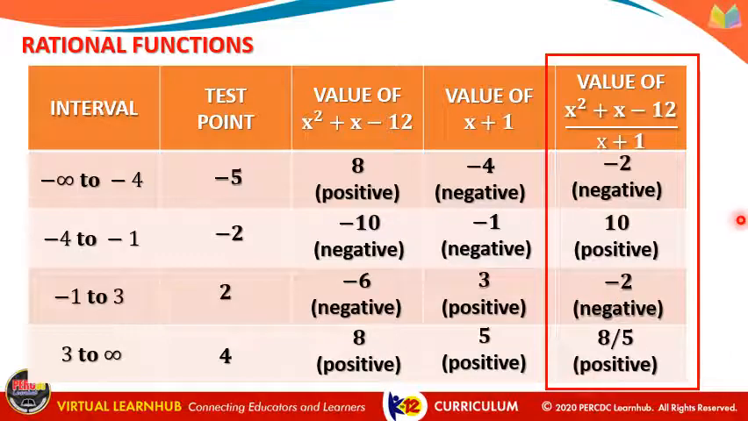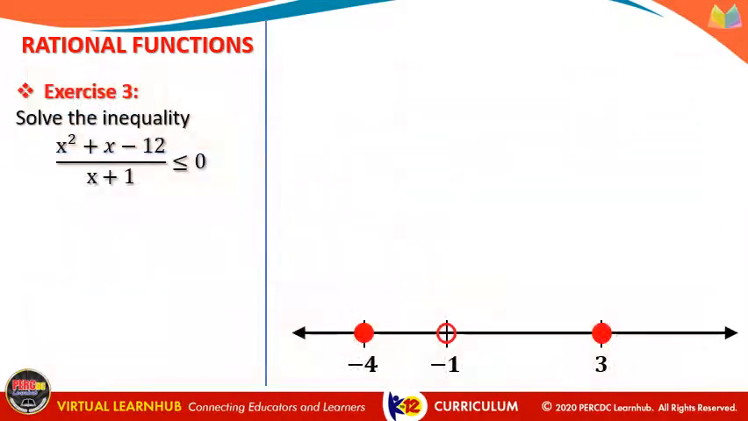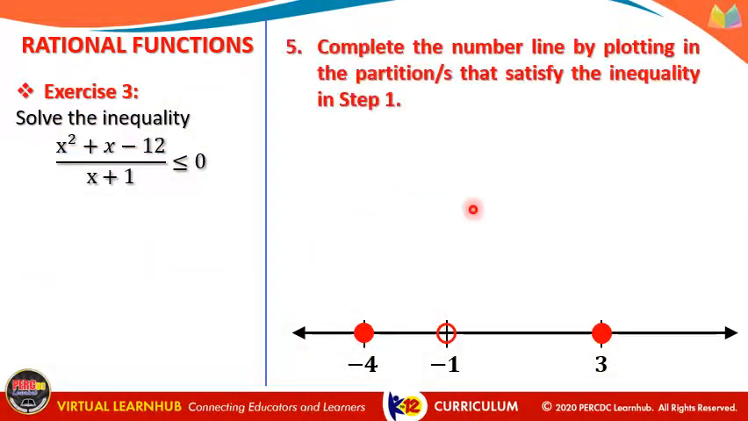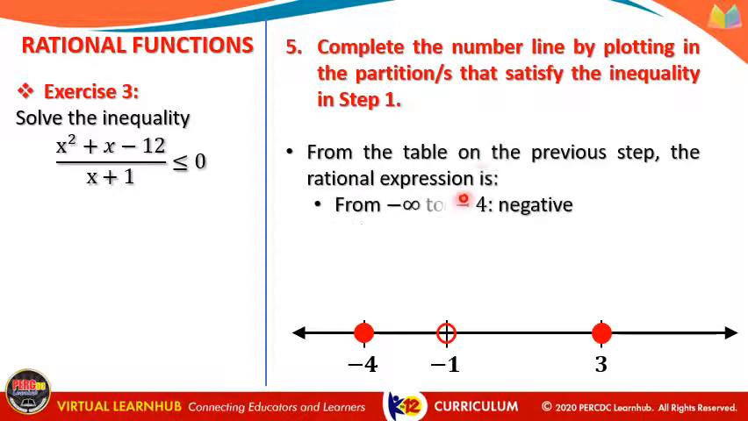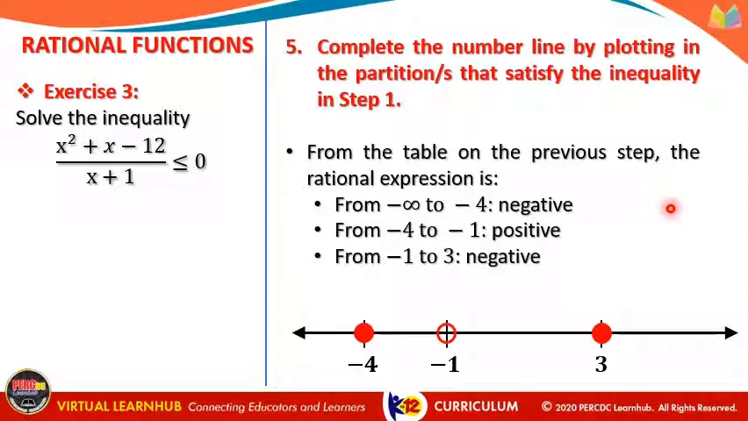Let us now complete our number line. So from our previous table, we found out that if x is between negative infinity to negative 4, the expression is negative. If it's between negative 4 to negative 1, it's positive. If it's from negative 1 to positive 3, negative. And lastly, if it's from 3 to positive infinity, it's positive.